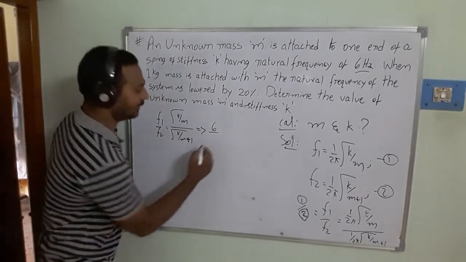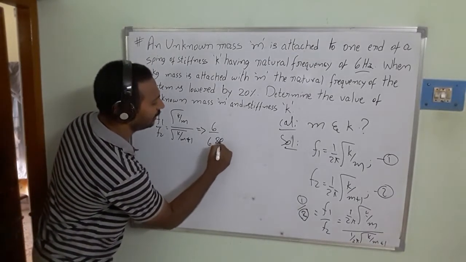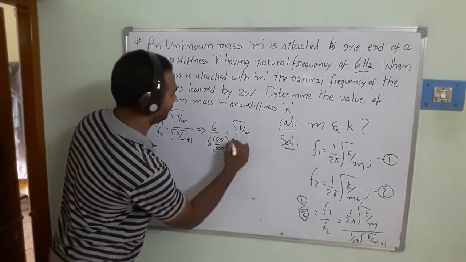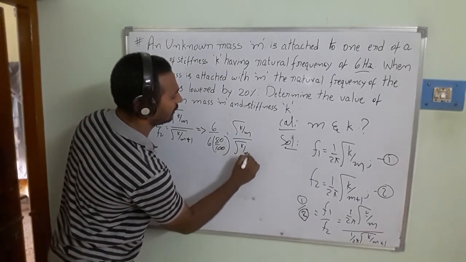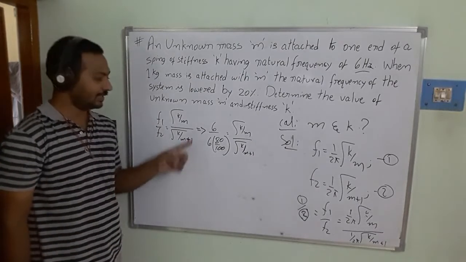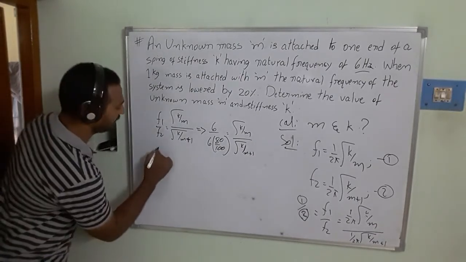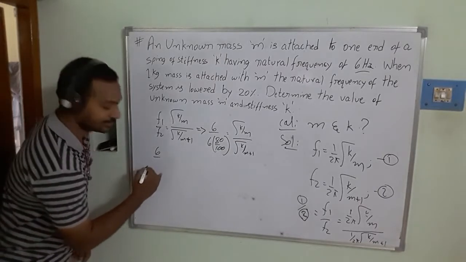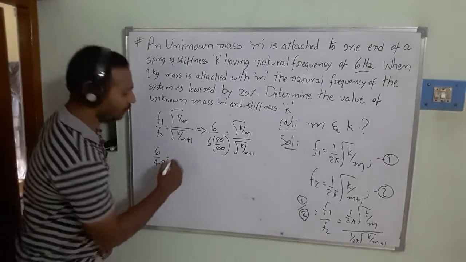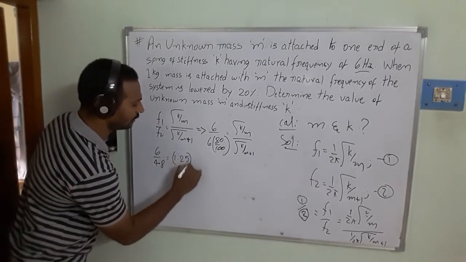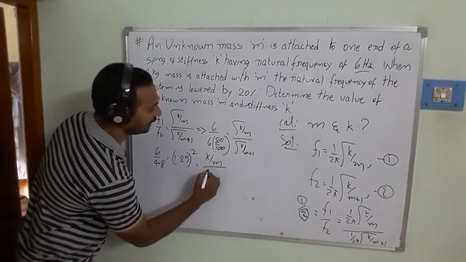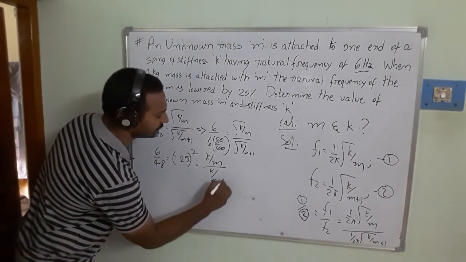f2 is equal to f1 into 80 by 100, so I am going to be writing 6 into 80 by 100. That means 6 by f2 is equal to square root of k by m divided by square root of k by m plus 1. So from this equation, further simplification, that's going to be 6 by 4.8, that is equal to 1.25, whole square, that is equal to k by m divided by k by m plus 1.